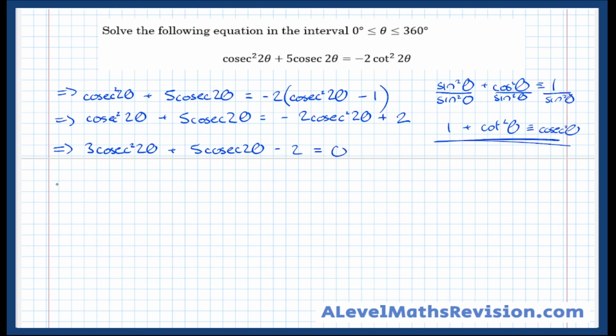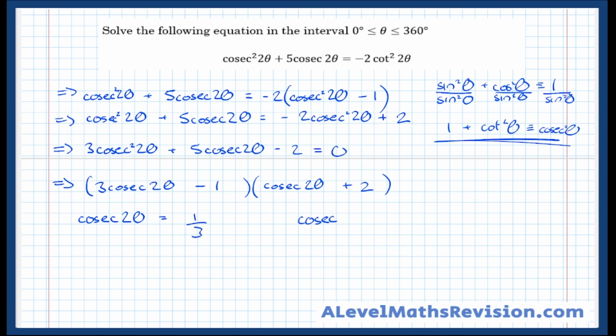And it doesn't say show detailed reasoning, so we're well within our rights to use the calculator, or we can just factorise also. Both ways are good. So we've got plus 2 and minus 1 there. So cosec of 2 theta equals 1/3 in that case, or cosec of 2 theta equals minus 2.